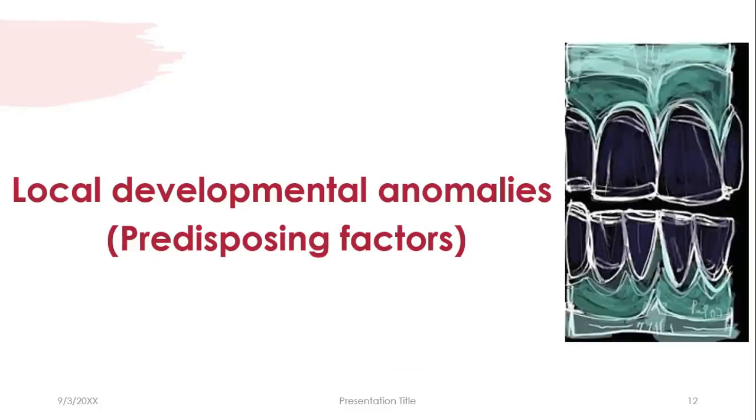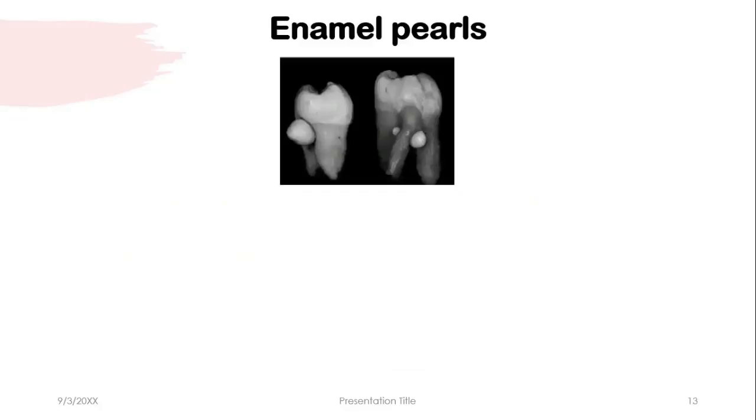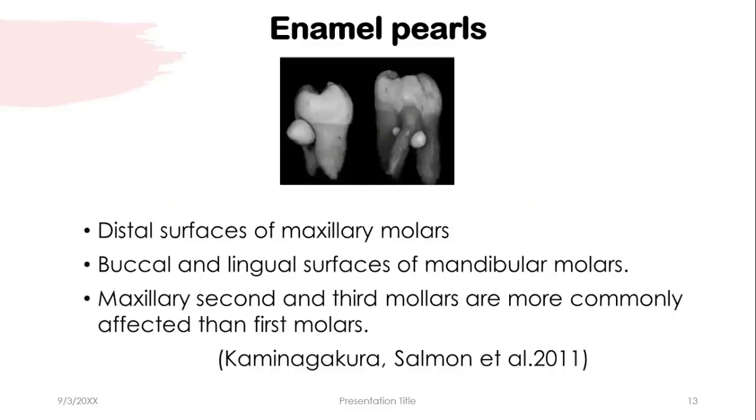Local developmental anomalies are predisposing factors, not etiological factors in the first place. Enamel pearls are isolated ectopic enamel nodules connected to cementum or root dentine. They may consist entirely of enamel or may contain a core of dentine without extension of pulp tissue. They contribute to the etiology of furcation involvement by preventing periodontal tissue attachment.